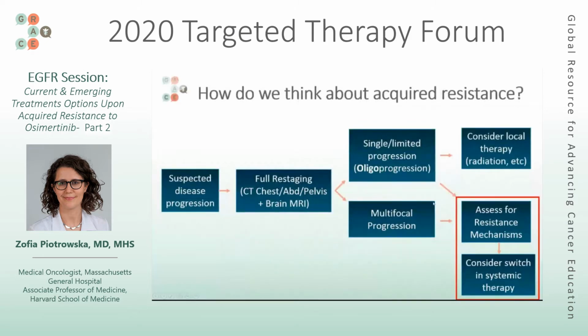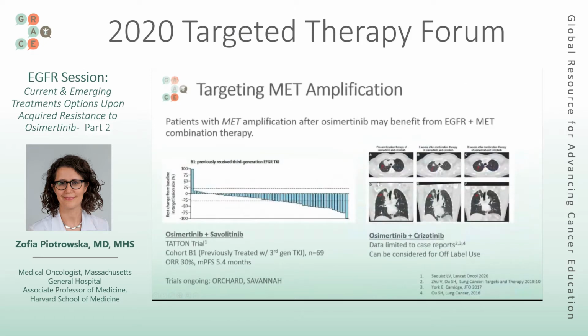So how do we think about treating these patients? Once we've assessed the resistance mechanisms, we're thinking about a switch in systemic therapy. What do we need to be thinking about? And I wanted to just spend a moment talking about some of the treatment options for patients with these various types of resistance.